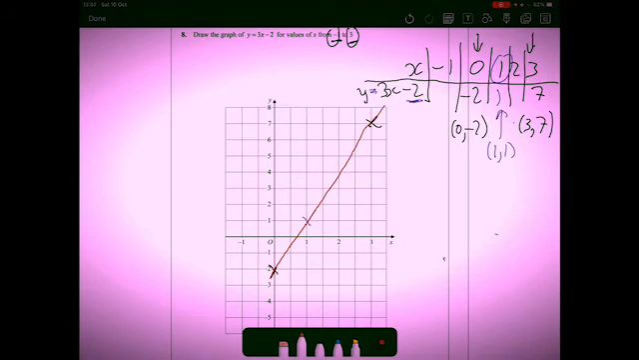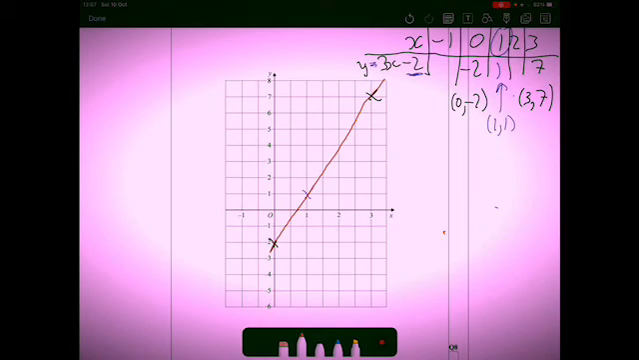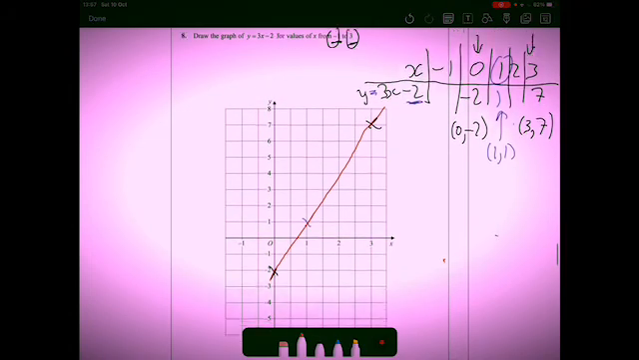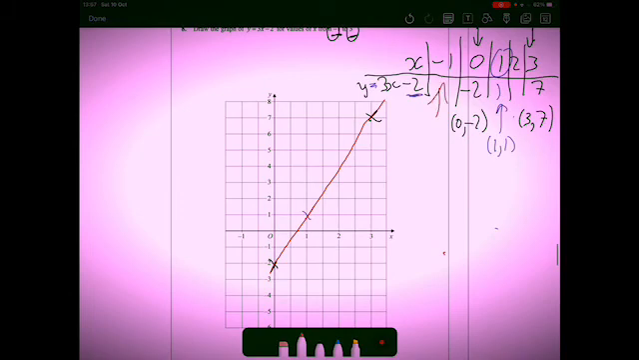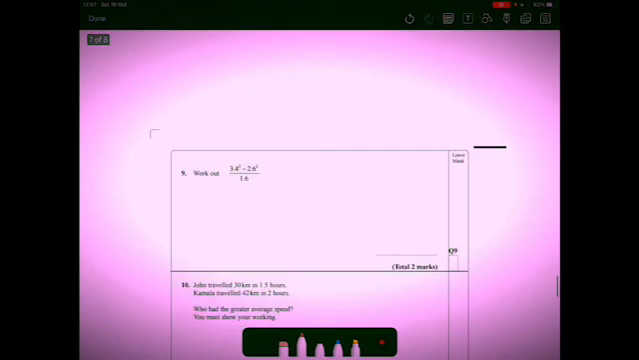3 points is always enough to get your line drawn. You can actually draw any straight line through just 2 points. The third point would be good to make sure you've got it in the right place. I don't need this one and I don't need this one. If these three are all in line, you've almost certainly got it right.